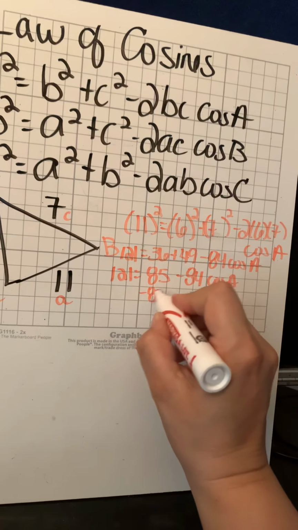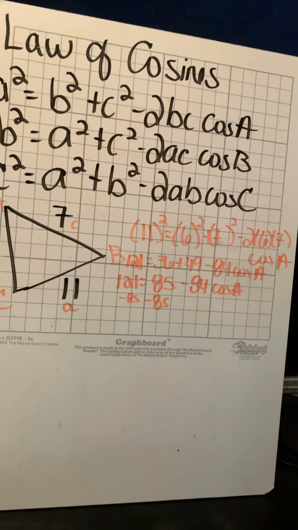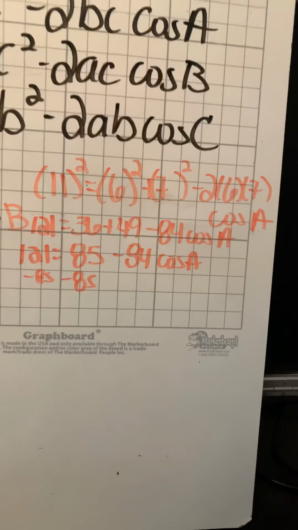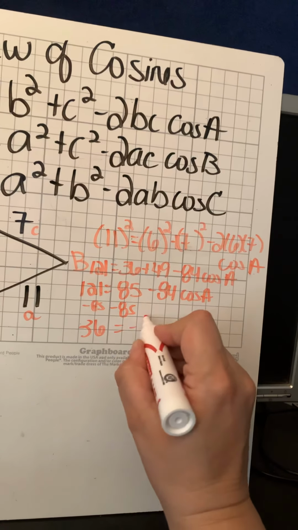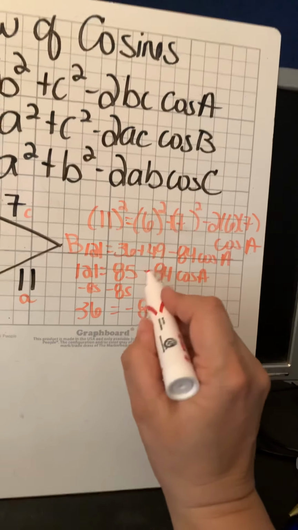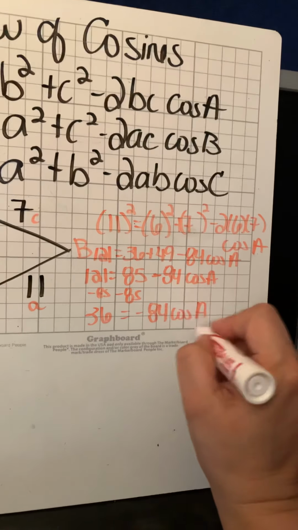So I'm going to subtract my 85 from my 121. So 121 minus 85 gives me 36. So I have 36 equals my negative 84 cosine big A. Notice I'm keeping the negative with it because that is negative. One more step to get my big A.